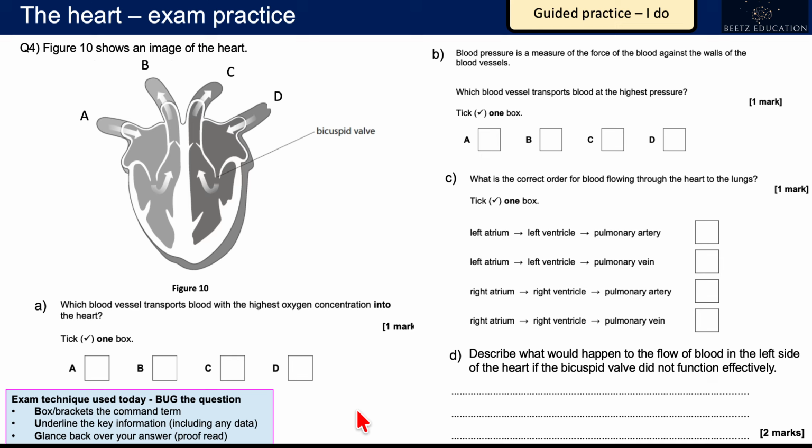So I'm told that figure 10 shows an image of the heart. First thing I'm going to do for reference is label the left and the right. Okay, this is going to help me with the rest of the questions as I approach them.